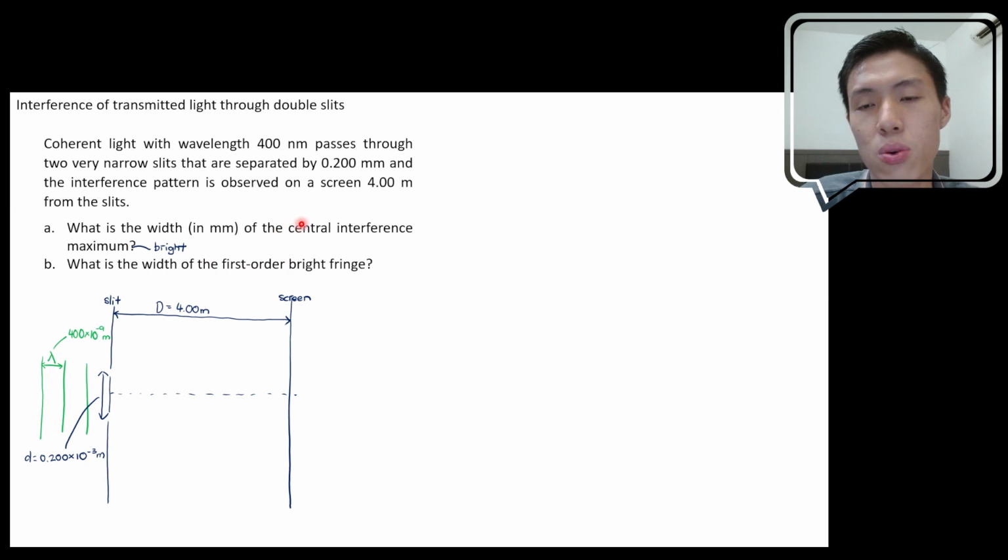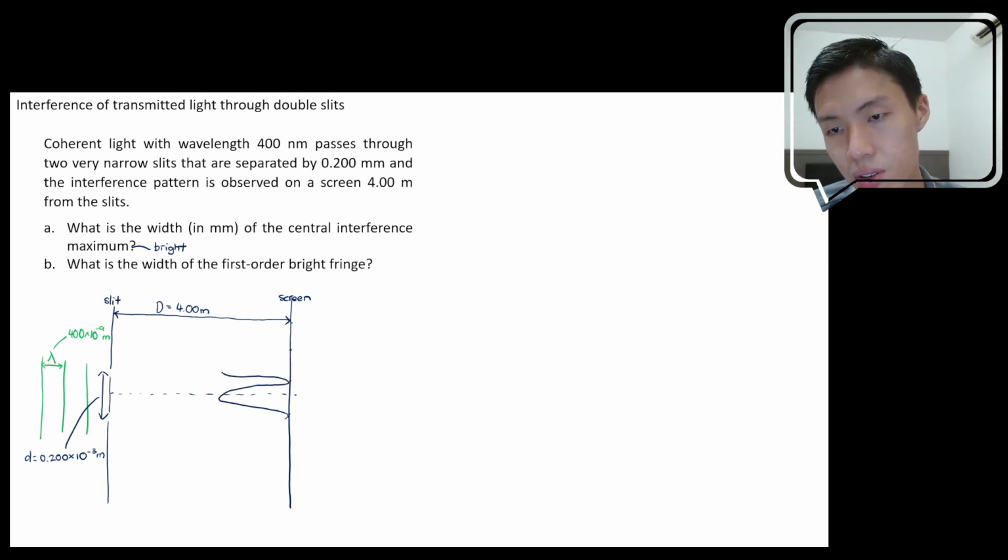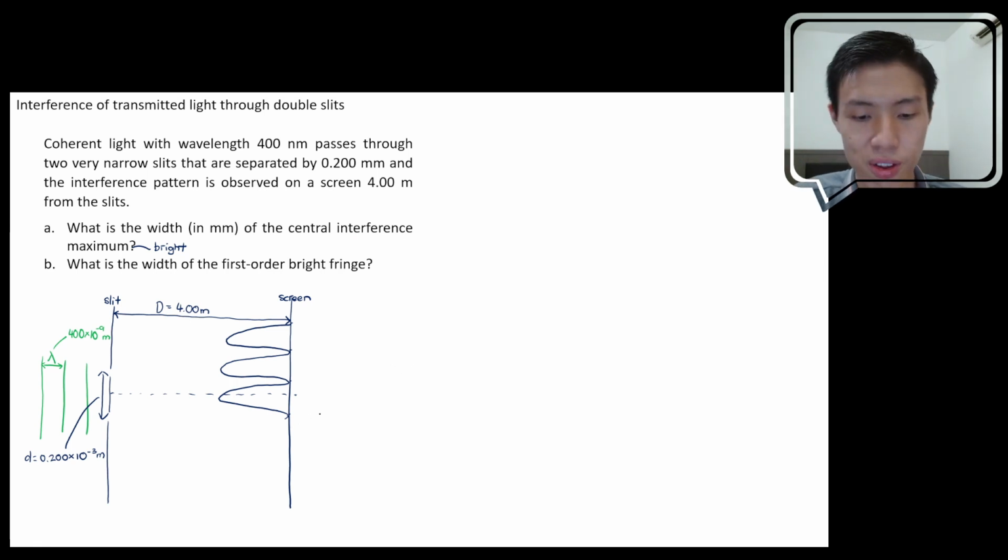Because they are only asking for the central and the first order, we don't need to draw until 5 or 6 fringes. Let's probably draw the first 1 or 2 or 3. That will be enough. Okay, so let me label. I'm going to draw one side of it only. Sorry for the asymmetrical bright and dark. So basically that's what you can observe. You are supposed to draw it on the other side as well, but usually I just draw it on one side because I'm analyzing one side.